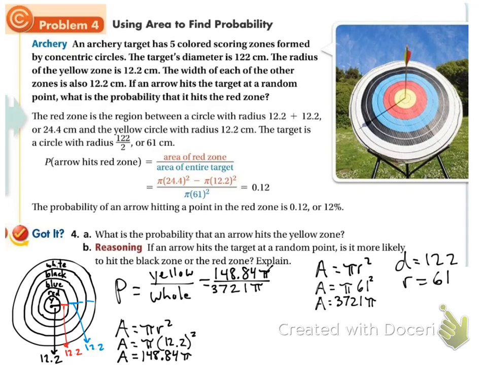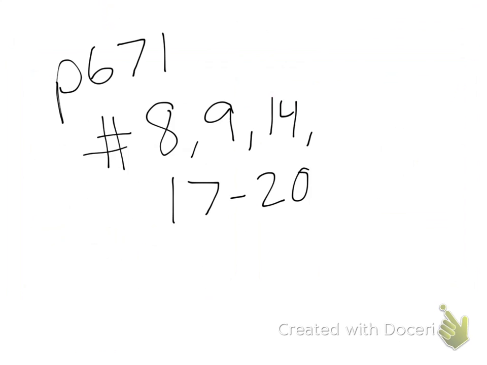Notice now I can cross off these pi's. Pi over pi is just 1. So now all I need to do on my calculator is 148.84 divided by 3,721. And I get 0.04. Remember, we're allowed to leave it as a decimal as one of our answers. If you want that as a percent, that's 4%. So if an arrow goes randomly into this target, so you're not taking into factor any skill or anything, you have a 4% chance of hitting the yellow part. And there's your homework.